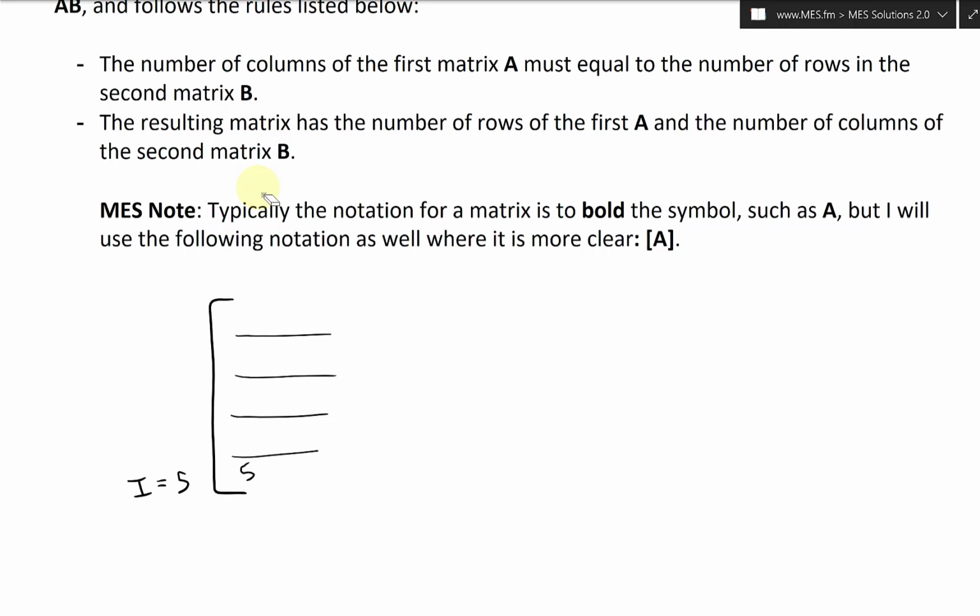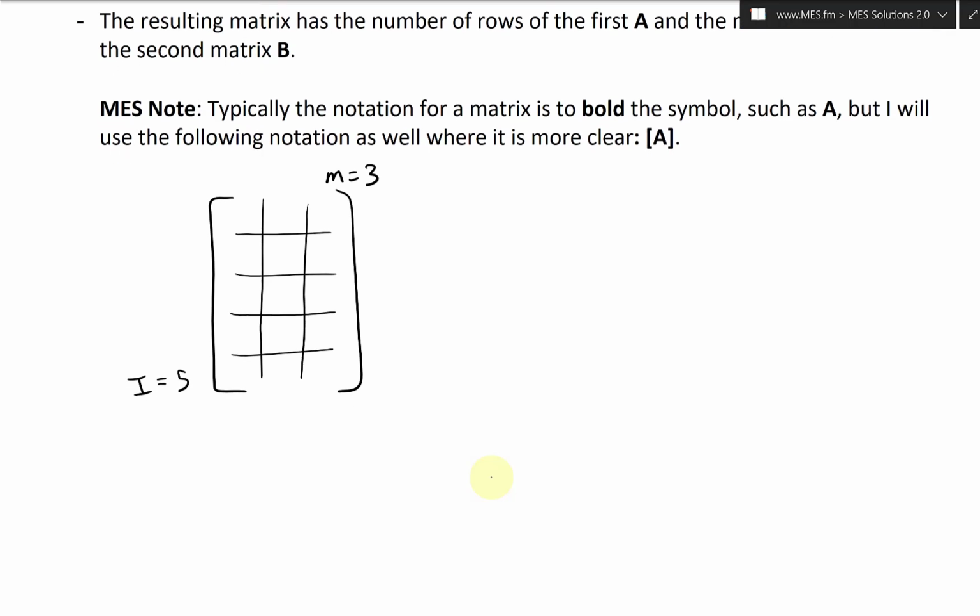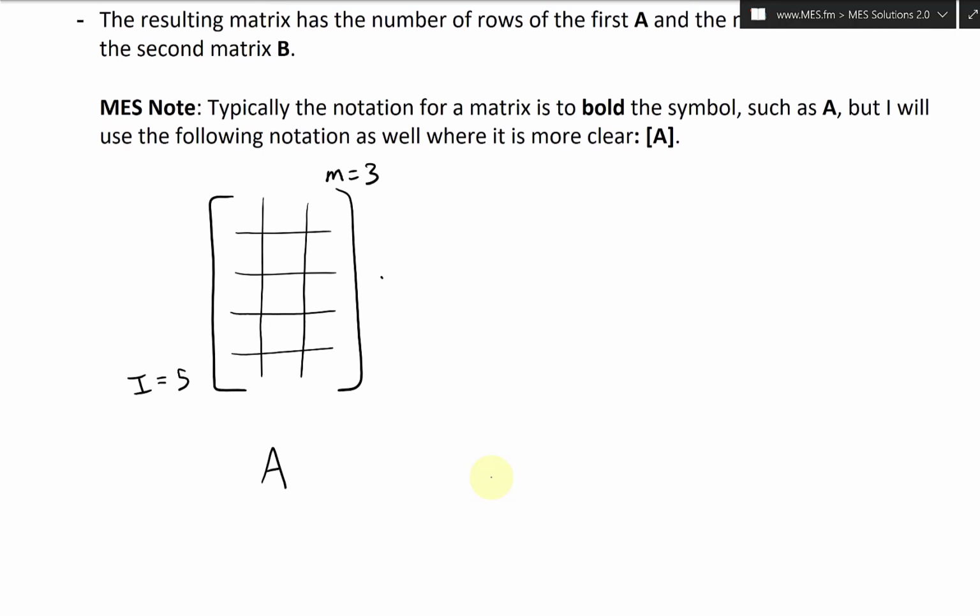So that's 5. And let's say we have 3 columns in this first one. All right, so that's our first matrix. And this is 1, 2, 3, and so on. And let's call this M equals 3. And this is our matrix A, like that. And we're going to multiply this matrix A by B.